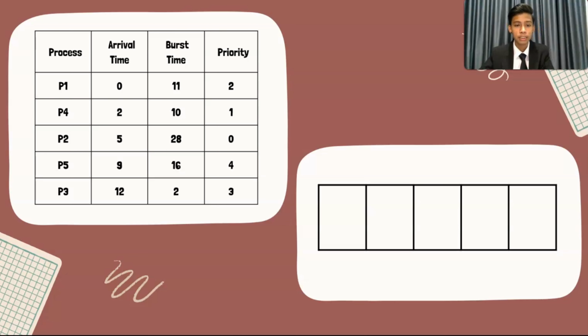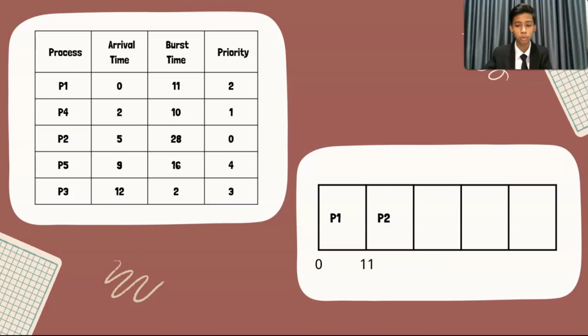Since this is a priority, we have to focus on the priority. But since it's a non-preemptive priority, for the start of the Gantt chart we have to focus on the arrival time. The earliest arrival time that we have is P1, which has an arrival time of 0. Then we add the start time of 0 with the burst time of P1, which is 11. Next, we have to focus on the priority. The earliest priority that we have is P2.